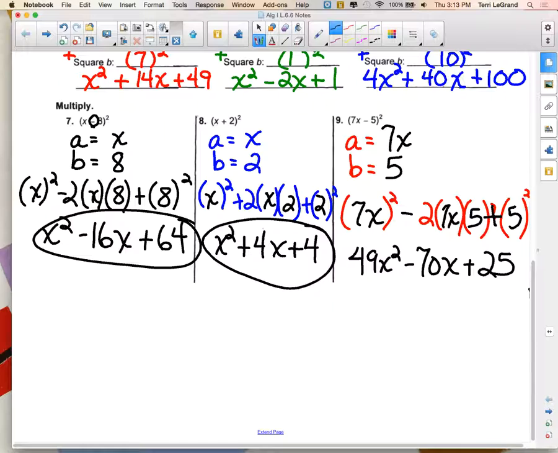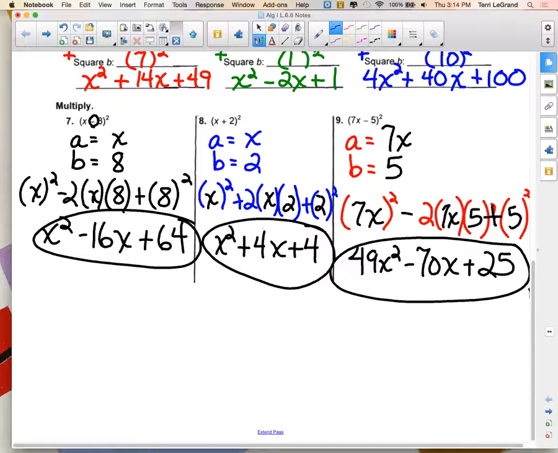So is 7x times itself 49x squared? Sure is. How about 2 times 7x times 5? What's 2 times 5? 10. And 10 times 7? Yeah, remember, it doesn't matter what order you multiply in. So 70, minus 70x, don't forget about that. And 5 squared, 25? Yeah. Okay, I guess we're going to stick with that answer, aren't we? Okay, questions on this?